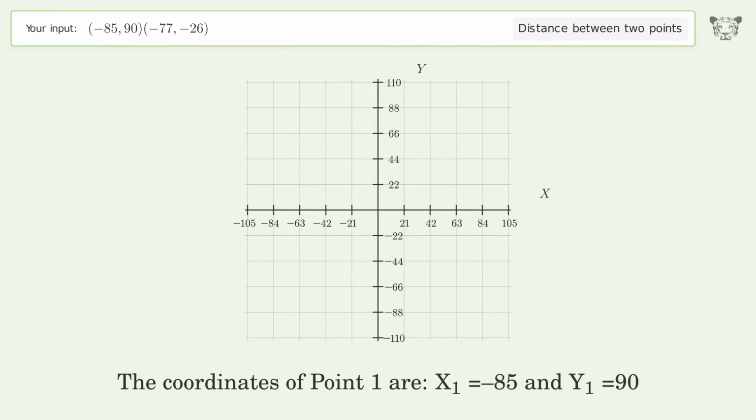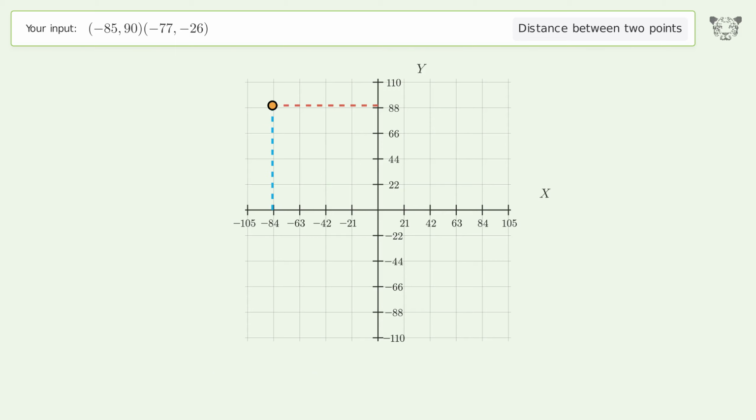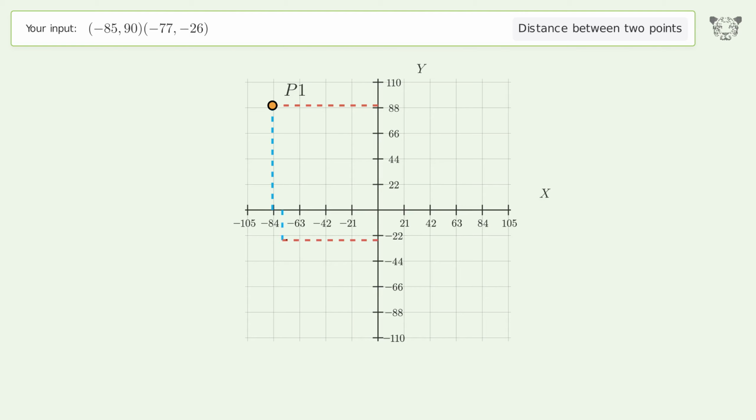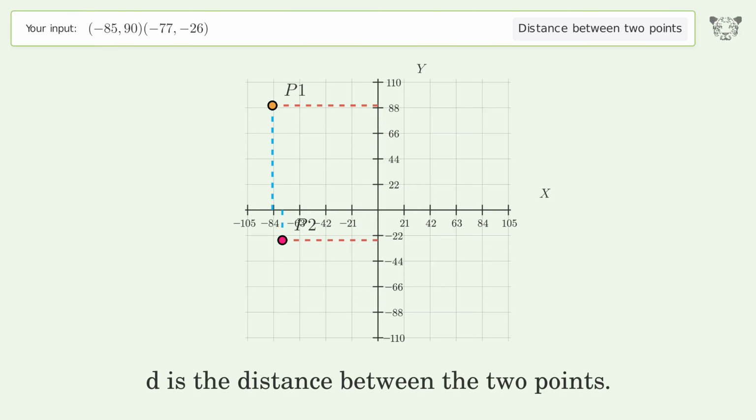Plot the 2 points and calculate the distance using the formula. The coordinates of point 1 are, x1 equals -85 and y1 equals 90. The coordinates of point 2 are, x2 equals -77 and y2 equals -26. D is the distance between the 2 points.